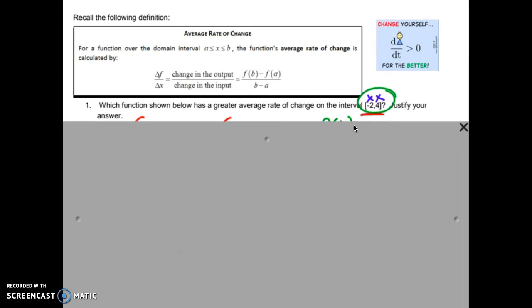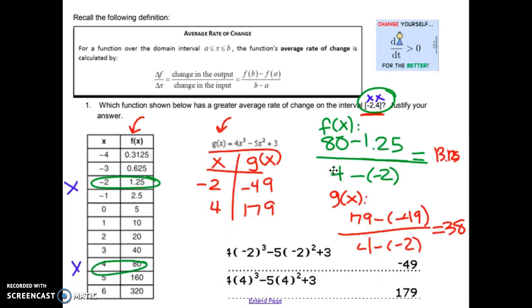Okay, at this point, you've calculated the slopes, and I'm going to review what your answer should have been. So for f of x, you just have to look it up on the table. The y value that goes with f of x for -2 is 1.25. The y value for 4, the output would be 80. So you're going to take the difference between the y's and the difference between the x's. When you take those differences, you get 13.125.